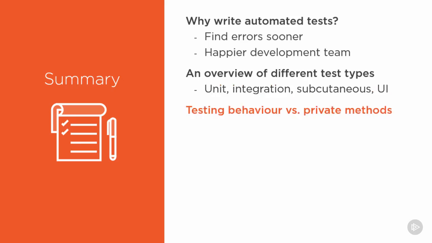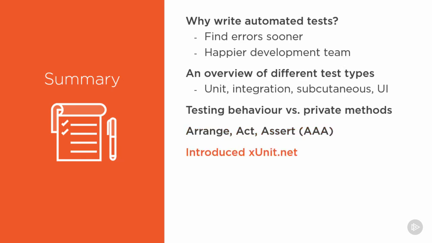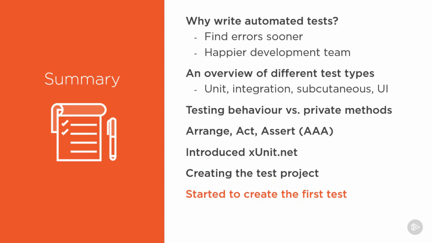We covered testing behavior versus testing private methods. We learned that generally it's a good idea to test the public interface and the behavior of the class, rather than tightly coupling the tests to implementation details. We learned about the 3 logical phases that tests may have: the arrange, act, and assert phases. And then we started off our introduction to xUnit.net. We learned that xUnit.net is a testing framework that works in conjunction with a test runner to execute our tests. We learned how we can create a new xUnit.net test project in Visual Studio, or once again at the command line, and then we started off writing our first test.